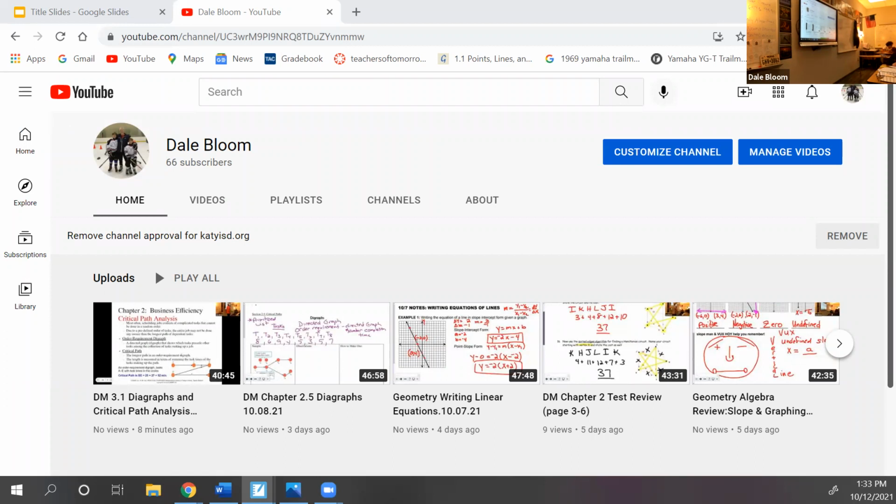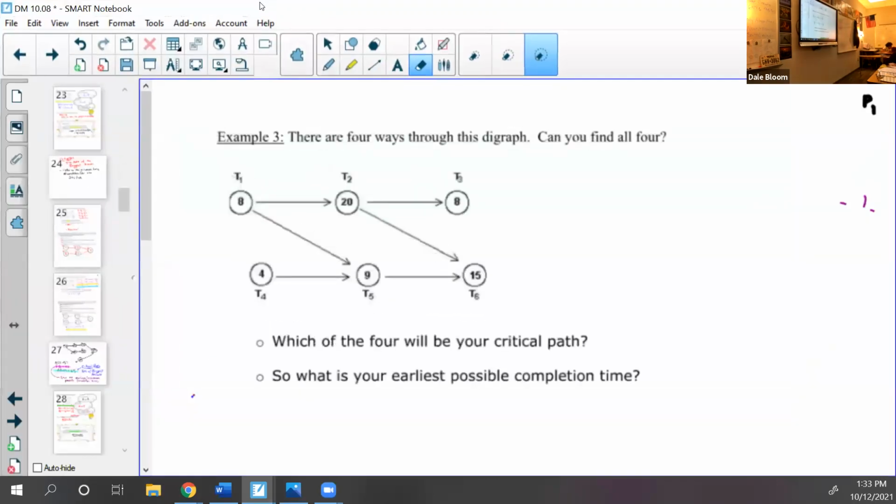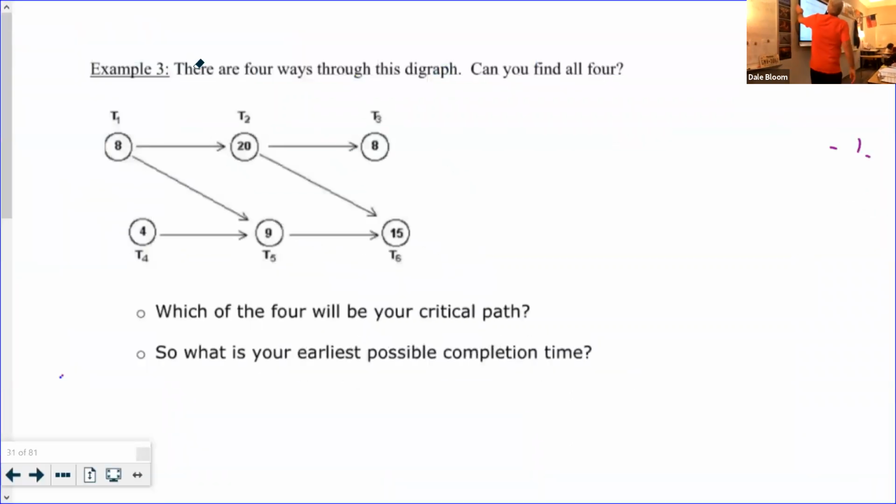Okay, so we got 10 minutes to work on this, and I got some questions on example 4. Yeah, I'm putting this up. All right. So example 4.